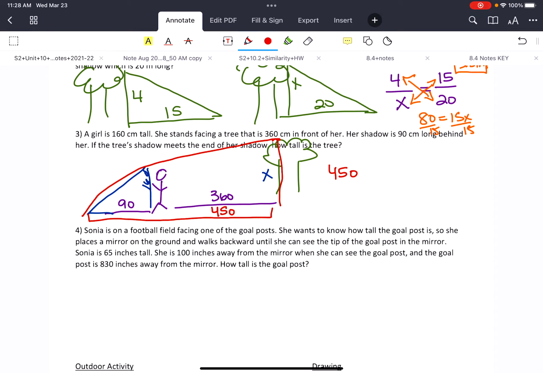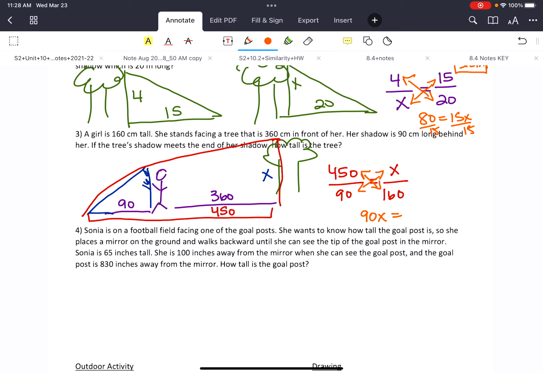So we can match the length of the tree's shadow, 450, with the length of her shadow, which is 90. And the height of the tree is matched with her height, which is 160. And then just like all the other examples, we're going to go ahead and cross multiply. Then after that, homework on similarity with those big numbers. This shouldn't be scary. We can do big numbers. We're just going to use our calculator.